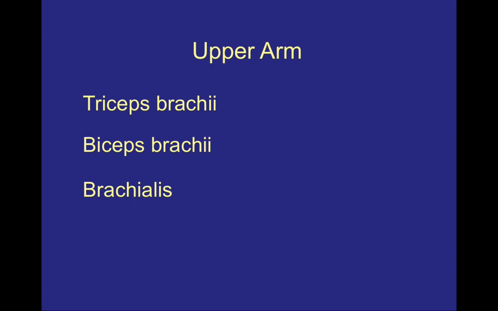In this video, we're going to learn to identify the rest of the skeletal muscles on the body. We will start with the muscles of the upper arm. Specifically on the upper arm, we have three muscles that we need to be aware of. We have the triceps brachii, the biceps brachii, and the brachialis muscle.